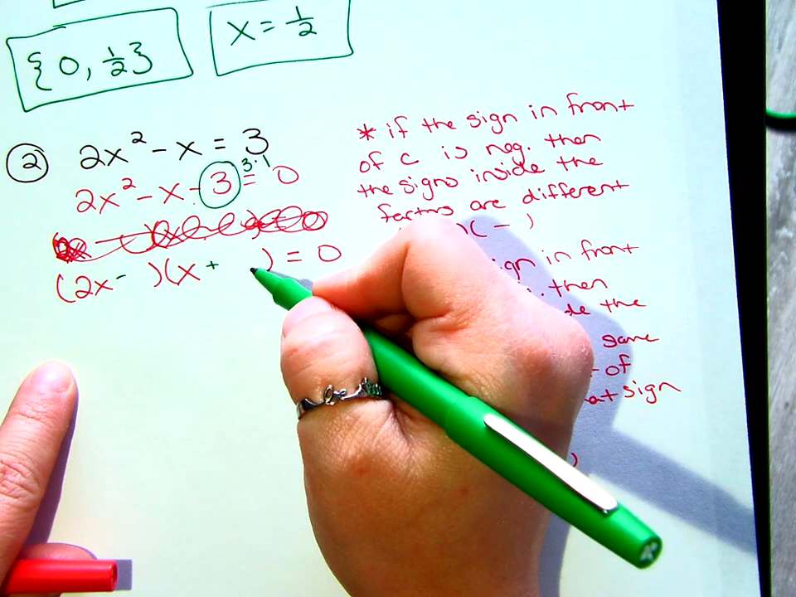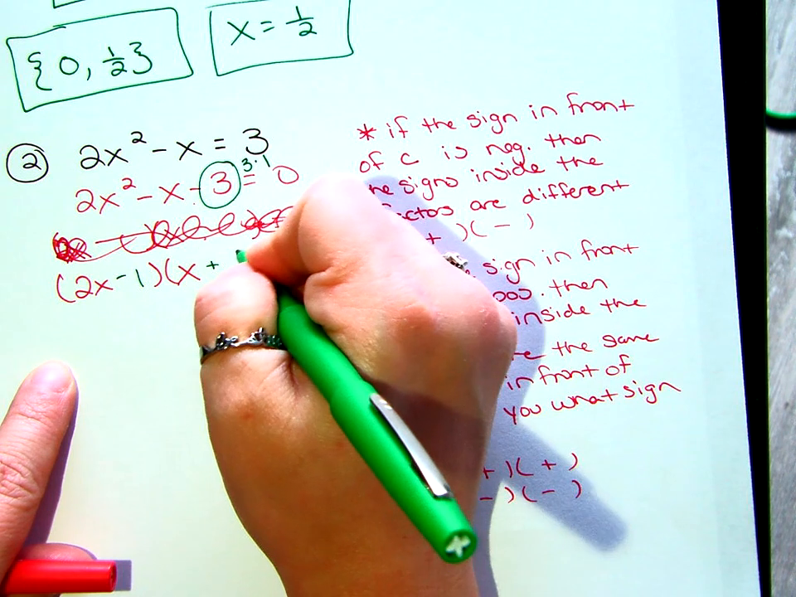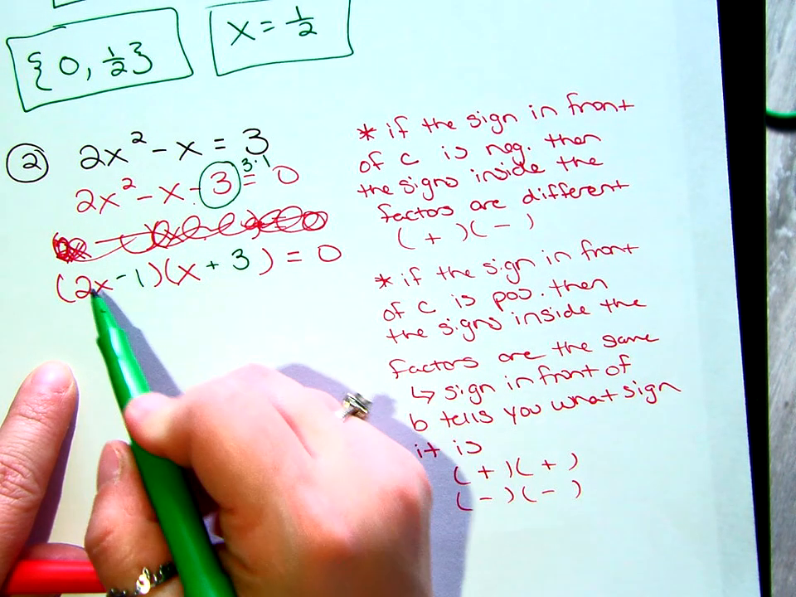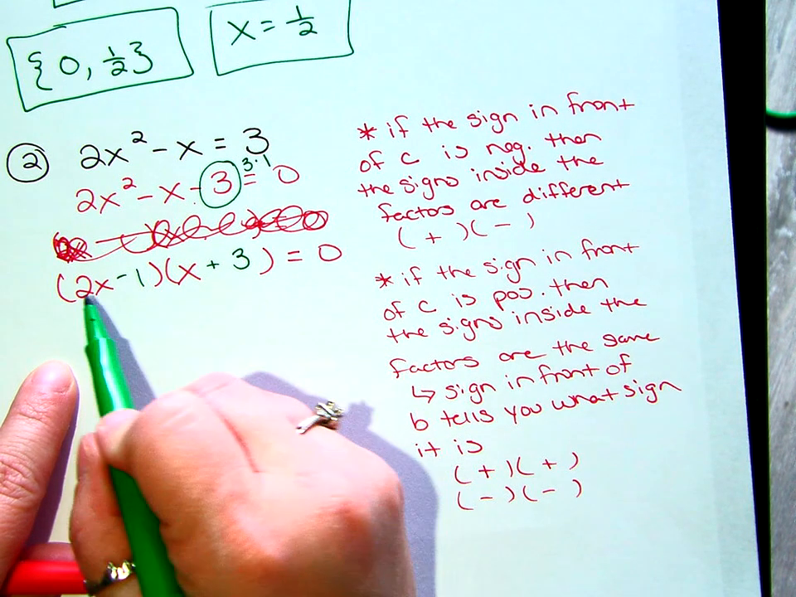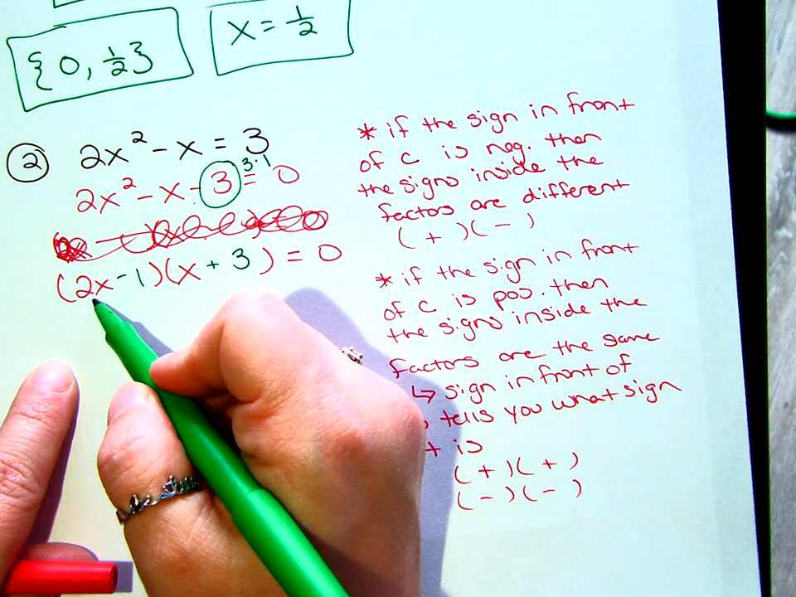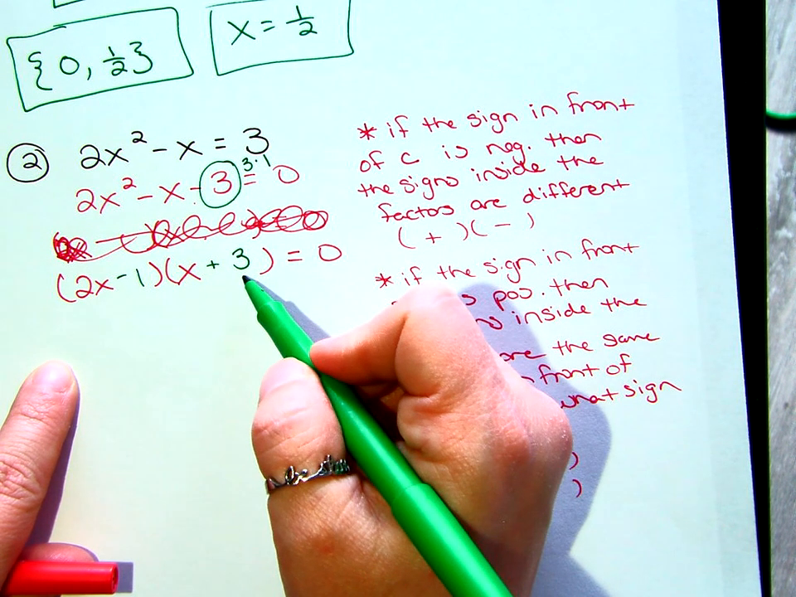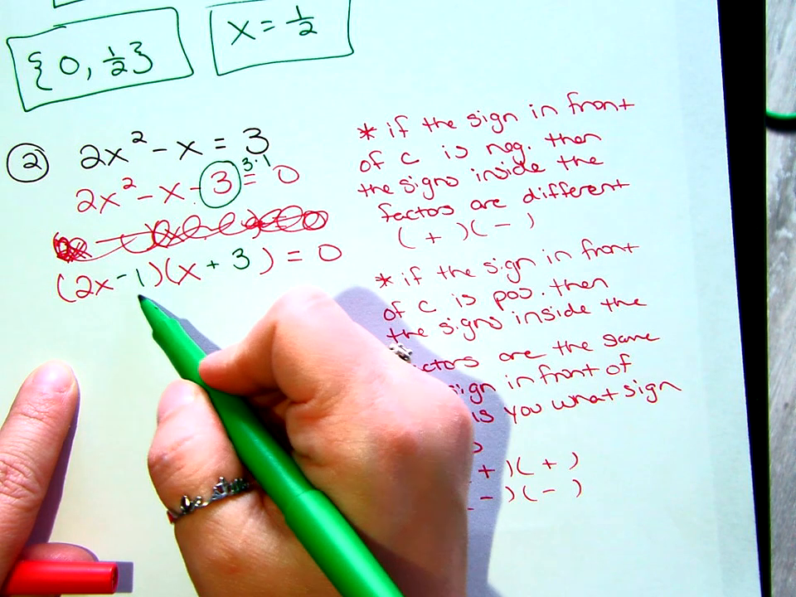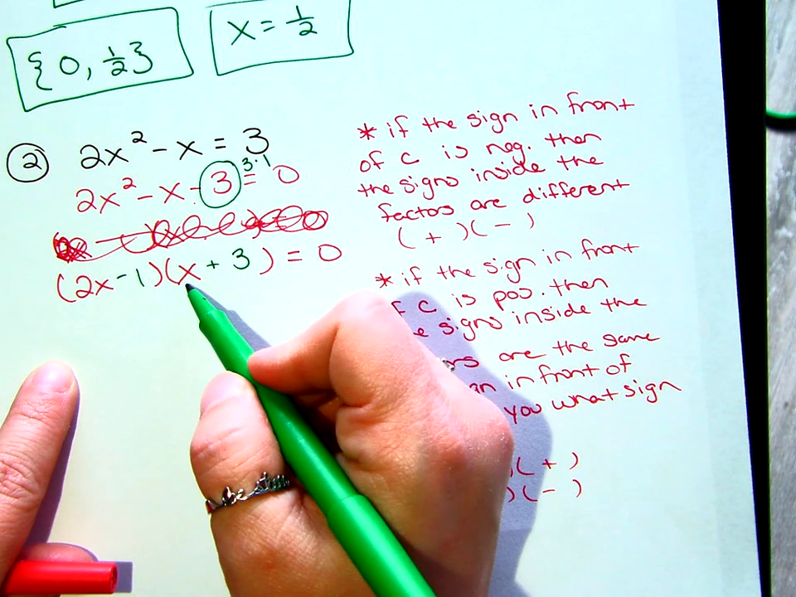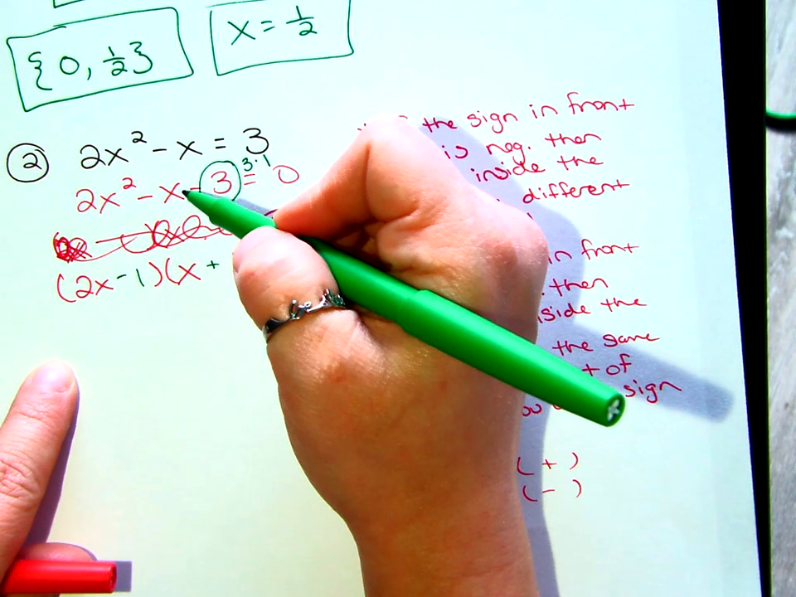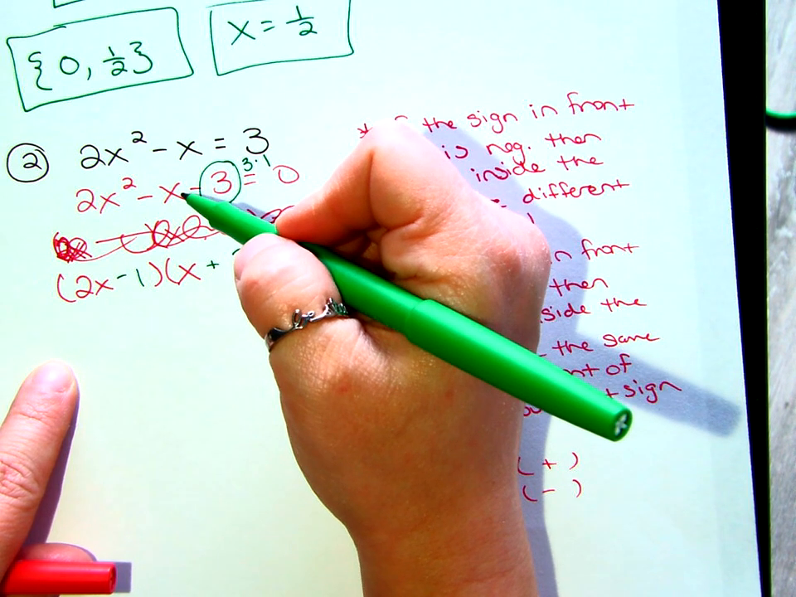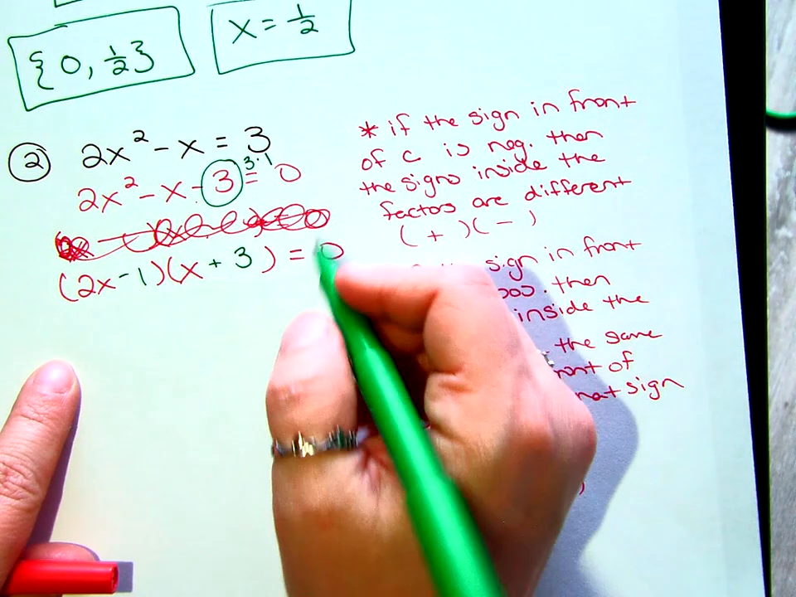So let's look at what happens if I put a 1 and a 3 like this. When I start to FOIL, because that's how you check to see if you factored correctly, I do my first and I get my 2x squared. Then I do my outer and I get a 6x, and I do my inner, which is a minus x. If I do 6x minus x, am I getting to a single negative x? And the answer is no, I'm not, because I'm getting to a 5x. So I know that this one is actually not correct.